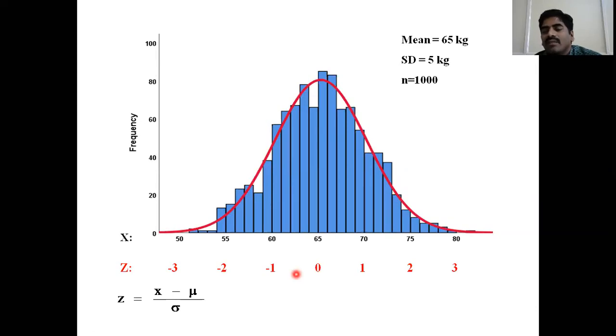Why do we have to convert x to z? Any normal distribution we can convert to a standard normal distribution. Always you will get the values from minus 3 to plus 3 on the x-axis. This is the standardization of the normal distribution. I will show that.